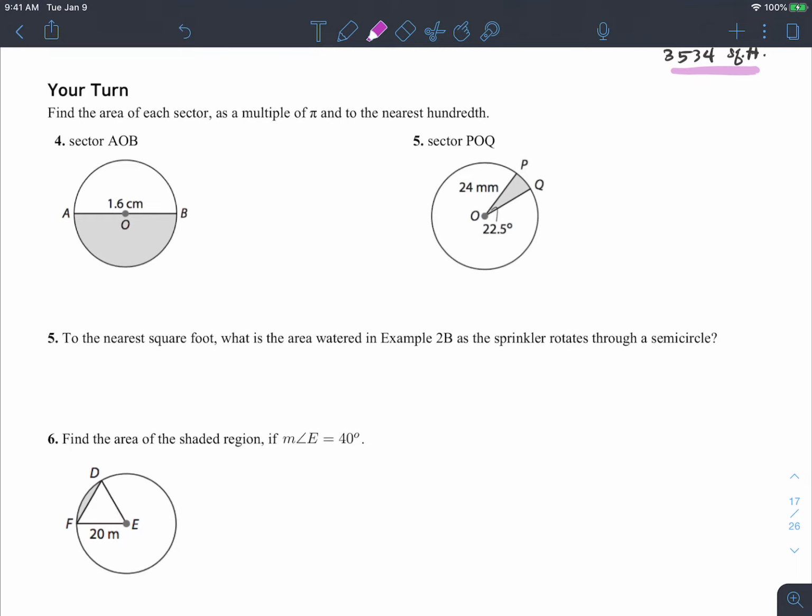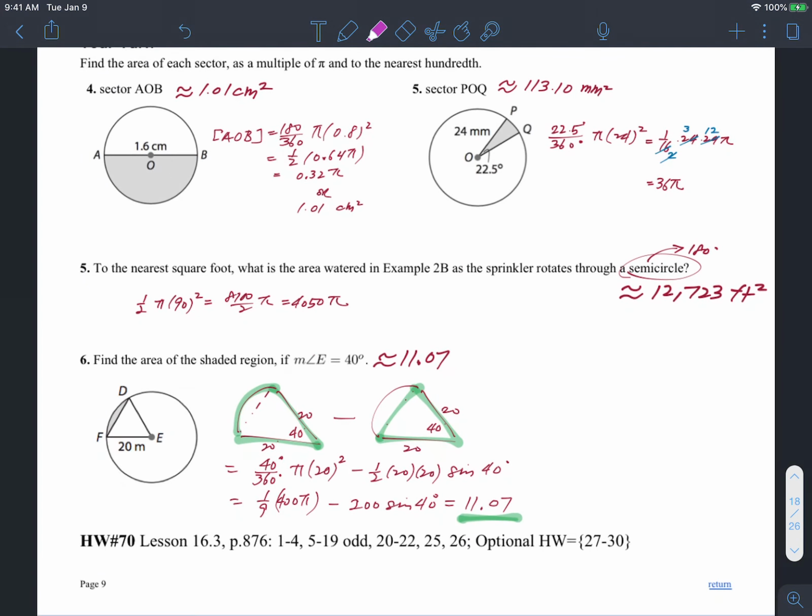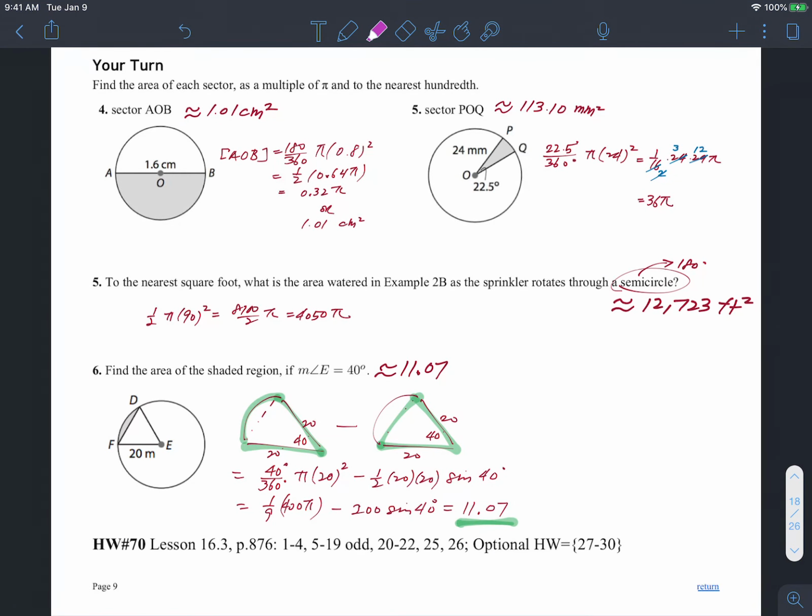Okay, guys. If you did, the answer that you should have gotten for the first one is 1.01. The second one, number 5, will be 113.10. And the next one is to the nearest square foot. So that's 12,723 feet squared. And then this is a fun question, isn't it? Yeah, so you're supposed to find the outer wedge shape sector minus the triangle. Do you remember how to do that one? Yeah, that was a bit of a review, wasn't it? Right? Yeah, so that comes up to 11.07.